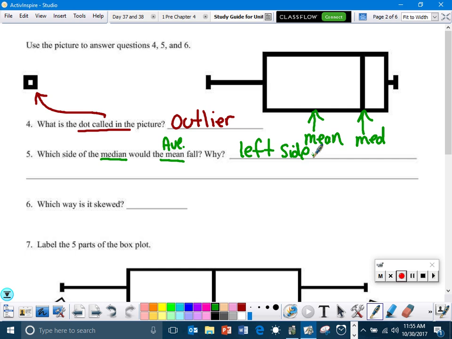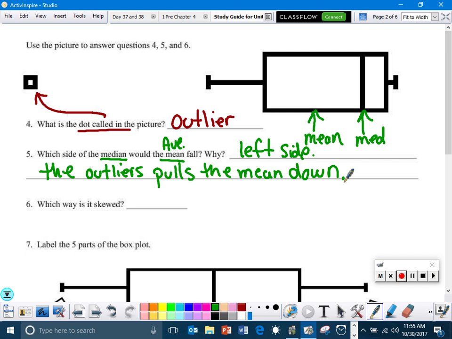And I just gave the reason. The outlier pulls the mean down, which is causing it to move to the left. Which way is it skewed? Well, it's being stretched to the left, therefore it is skewed to the left.